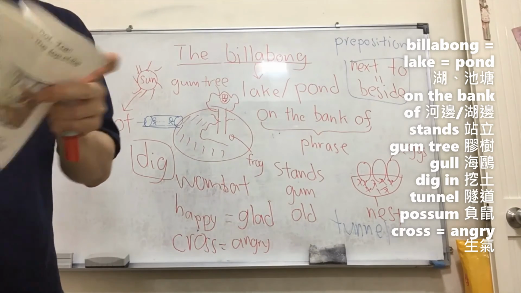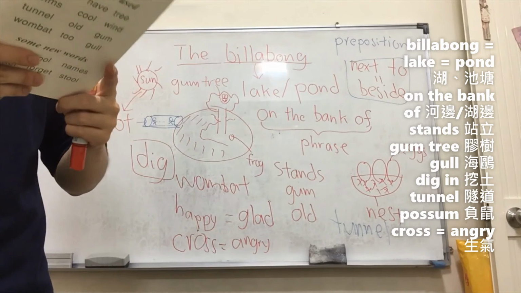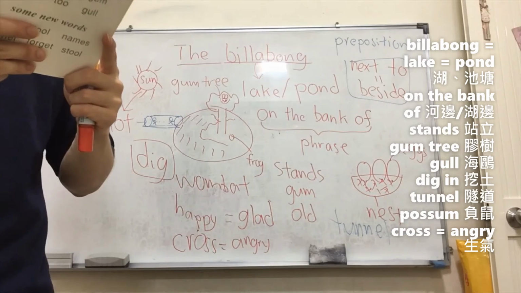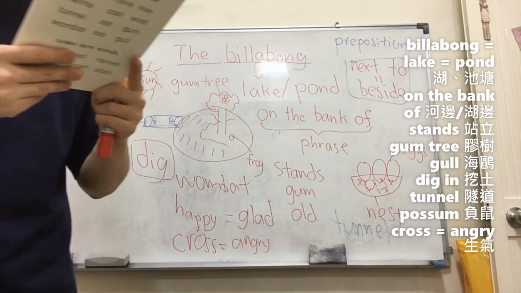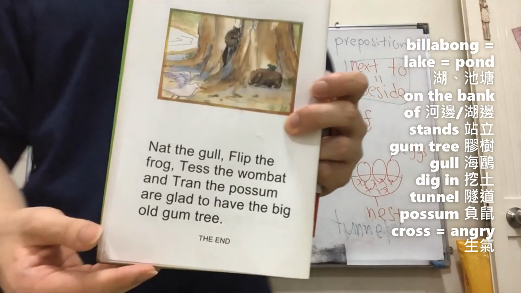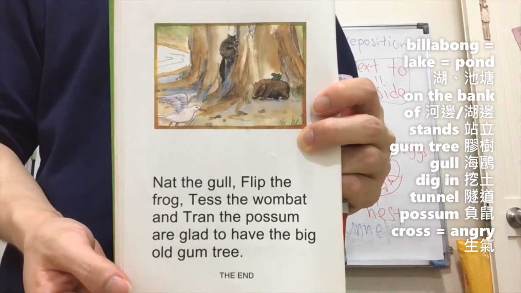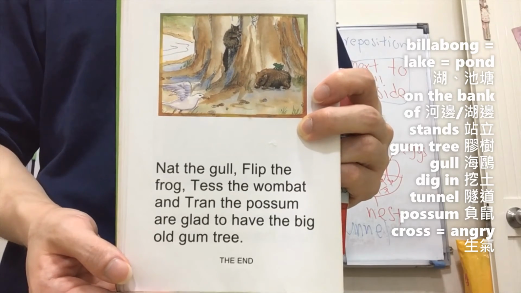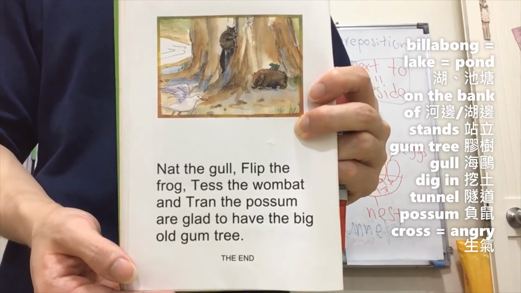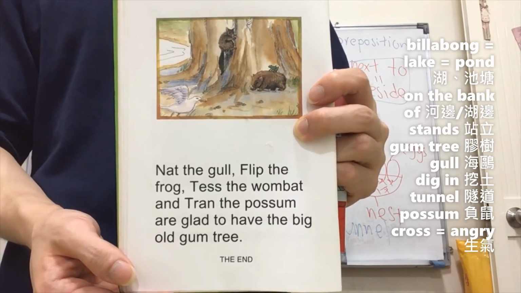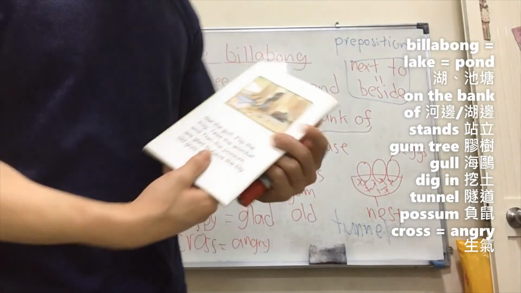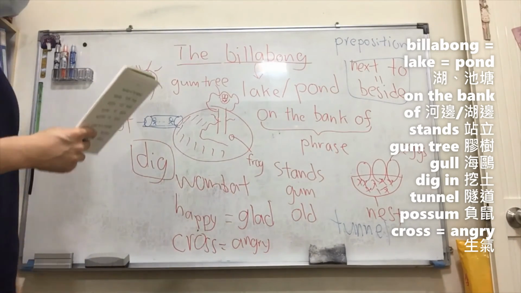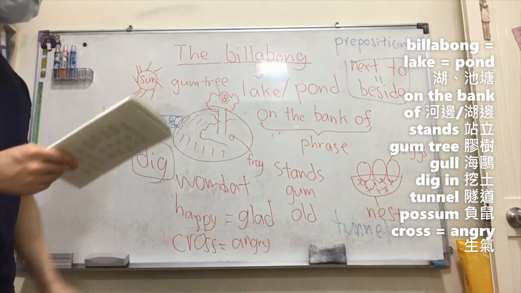On the last page, Net, the gull, Flip, the frog, Tess, the wombat, and Tran, the possum, are glad to have the big old gum tree. So that will be it for the end of the story on the Billabong, okay?